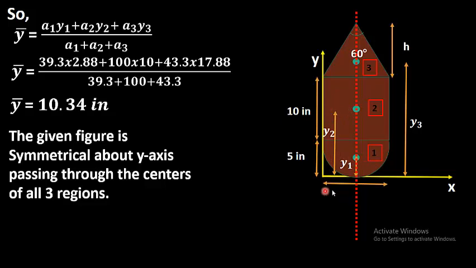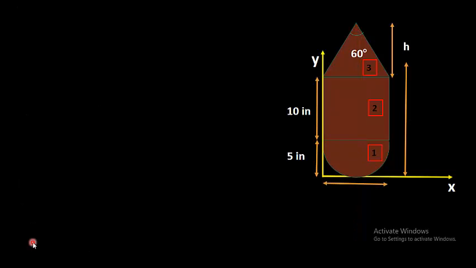So the total length from here to here is 10 inches, the width of this figure, and dividing it by 2, to find this distance x1, or you can say x2 and x3, all x1, x2 and x3 are equal, so dividing 10 by 2 we will get 5 inches. So we have found y dash and x dash. Now what is meant by x dash and y dash? Let's go to the next slide.